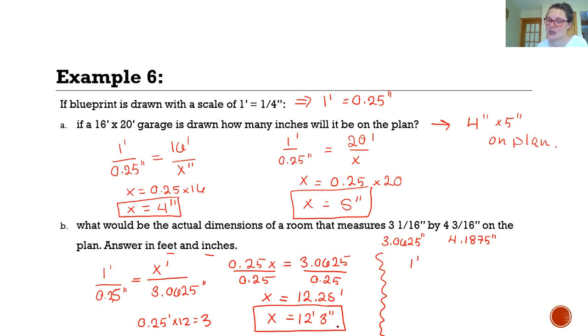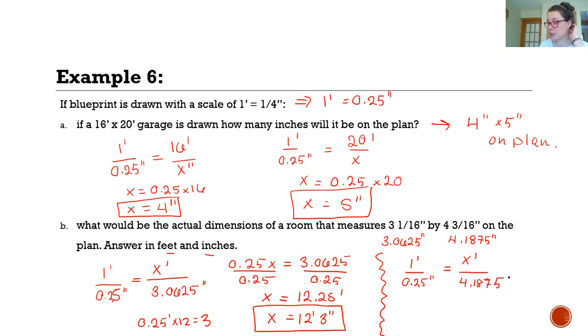All right, so let's figure out the other dimension for this room. So we did the 3 1/16 inches. Now we're going to do the 4 3/16 inches. So we still have 1 foot is 0.25 inches is equal to x feet over 4.1875.